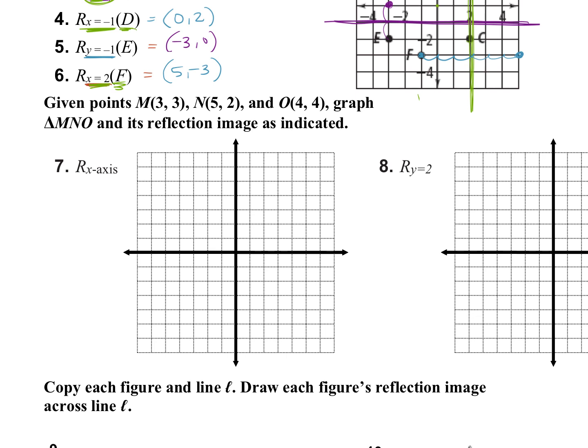Okay, look at number 7. So you're gonna graph these points. M is at 3, 3. 1, 2, 3, 1, 2, 3. N is at 5, 2. 1, 2, 3, 4, 5, 1, 2. And O is at 4, 4. 1, 2, 3, 4, 1, 2, 3, 4.